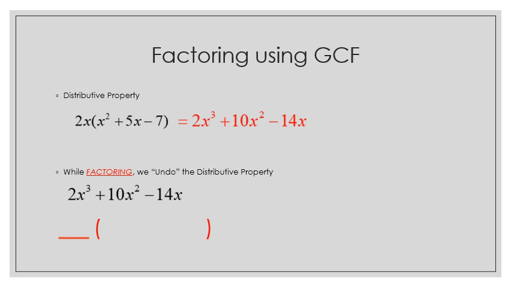So if I gave you 2x cubed plus 10x squared minus 14x, I could divide them all by 2, and they all contain an x. That is the greatest common factor. When I divide that out, I am left with x squared plus 5x minus 7. Let's do a few more examples.